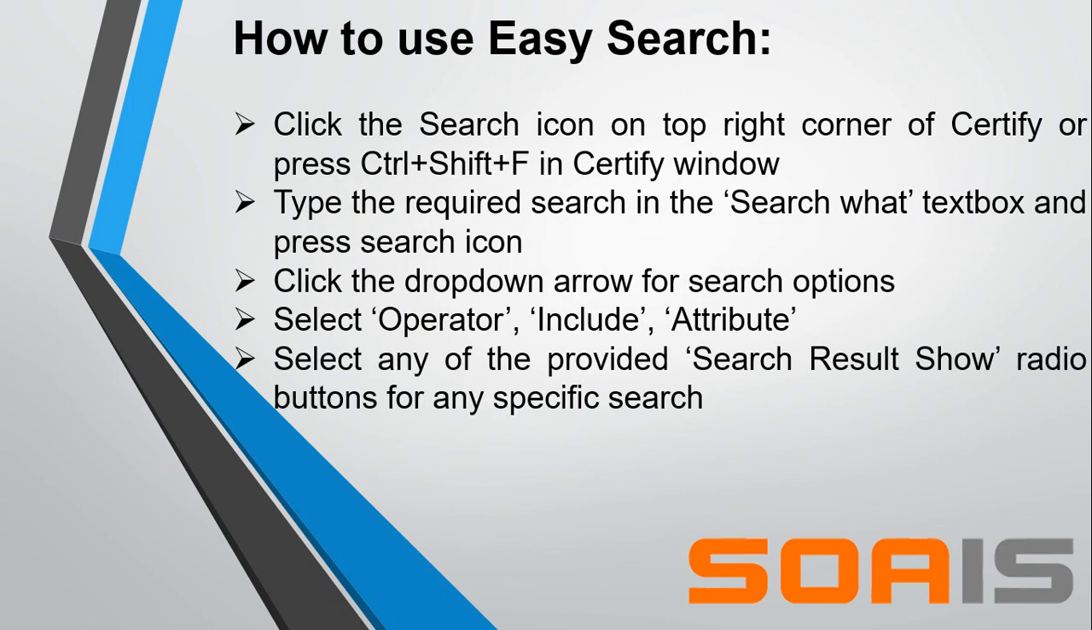How to use Easy Search? So this is the theoretical part. You need to click the search icon on the top right corner of Certify or press Ctrl Shift F in the Certify window. Type the required search in the search word text box and press the search icon. Click the drop down arrow for search options. Select operator, include, attribute. Select any of the provided search result show radio buttons for any specific search. Let's see this in Certify.